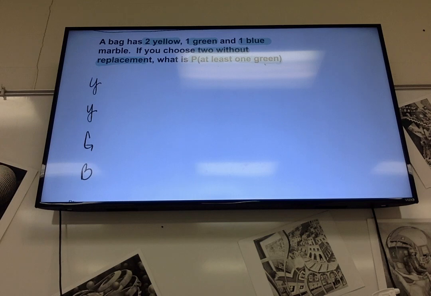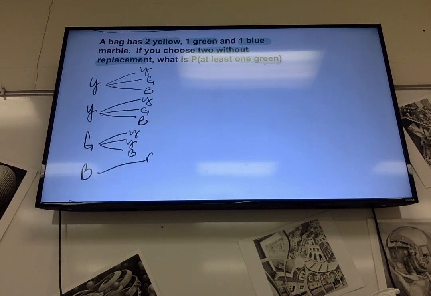So if we pick this first yellow one, then I only have 1 more yellow I could pick, or a green, or a blue. Same thing here. Different yellow, green, or blue. If I pick the green, then I could pick the first yellow, the second yellow, or the blue. And if I pick the blue, it again could be the first yellow, the second yellow, or the green. There's our tree diagram to help us figure it out.